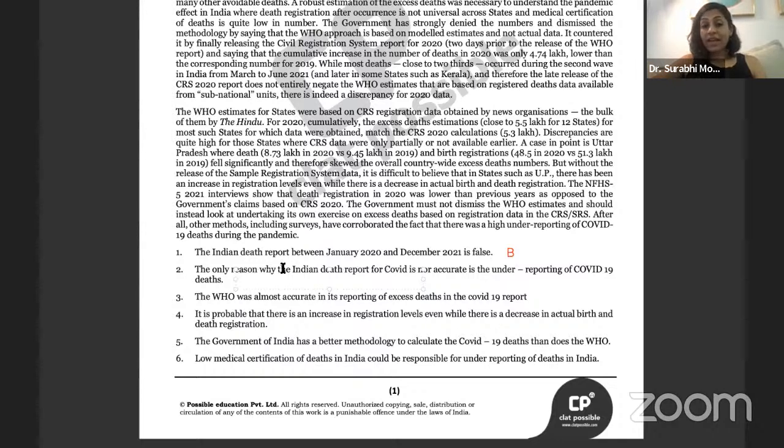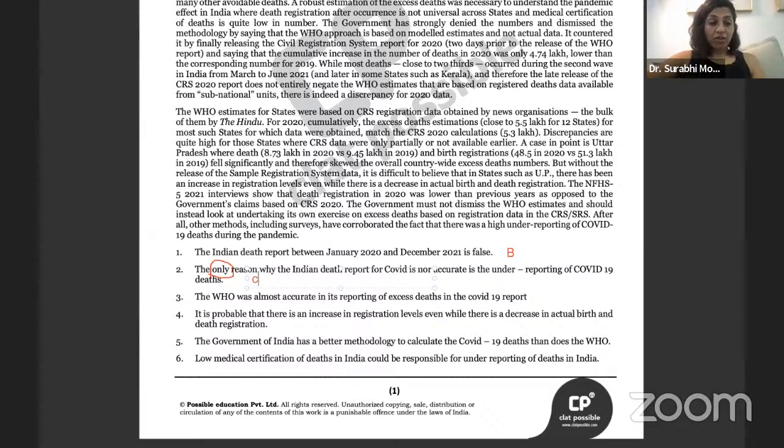The only reason why the Indian death report for COVID is not accurate is the underreporting of COVID-19 deaths. What about statement 2? Now, in such a statement, there is a single word that has a chance of making this answer different. Which is that word? That word is only. Do you see it? Because of this word, this answer changes from A or B to C.